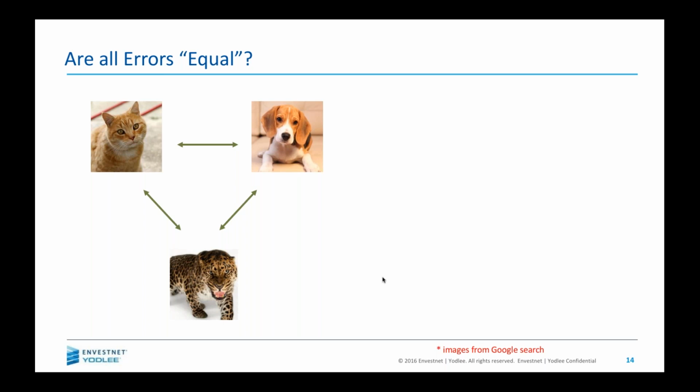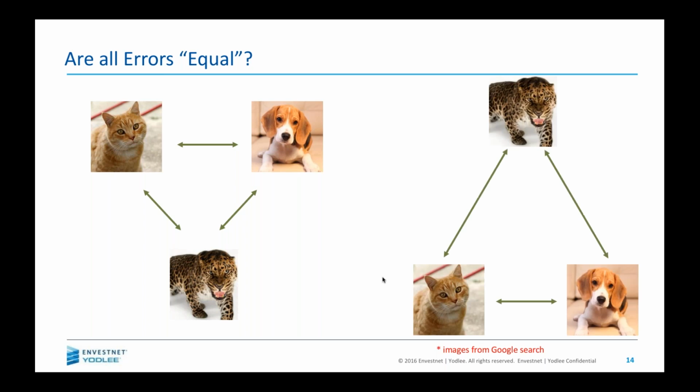Now, if this was an image recognition problem, a toy problem of image recognition, you would be forgiven to say that the error of recognizing a cat as a dog is exactly the same as the error of recognizing a cat as a leopard, right? So you give the cost of 1 for both of these, and that's what I've drawn here.